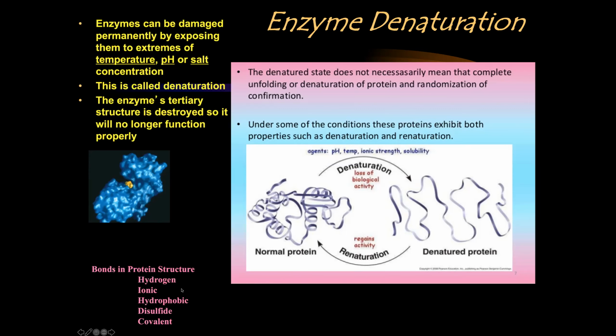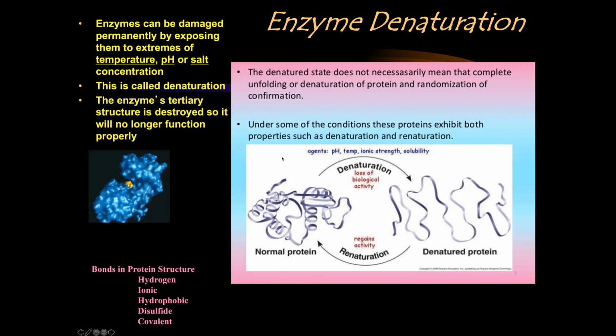Again, what are the bonds that break with these extreme environmental conditions? Hydrogen bonds are broken first, then ionic, hydrophobic, disulfide, and the covalent bonds are not broken. You'd have to have even more extreme conditions to break the covalent bonds. Now, in most cases, this is not reversible. Once a protein is denatured, that's it for that protein. In some cases, they can be renatured by giving them back a less extreme environment.